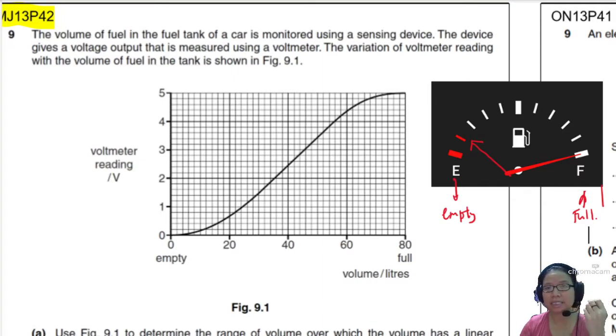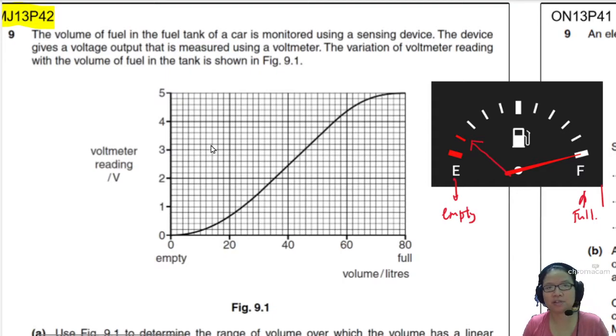But what causes the needle to deflect? Well, this needle is connected, it works a bit like an analog voltmeter. Okay, it's just that instead of having voltage readings on the scale, we make it seem like it's a petrol tank lah. Okay, so let's read the question.